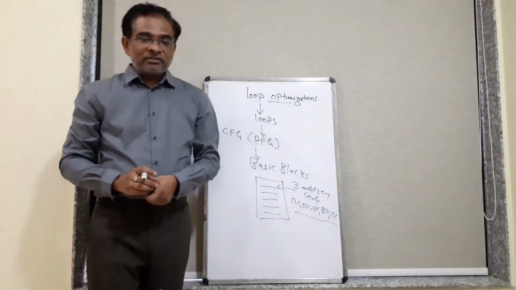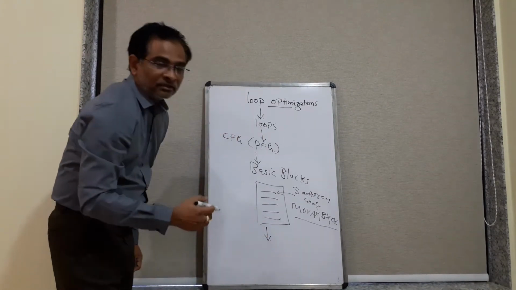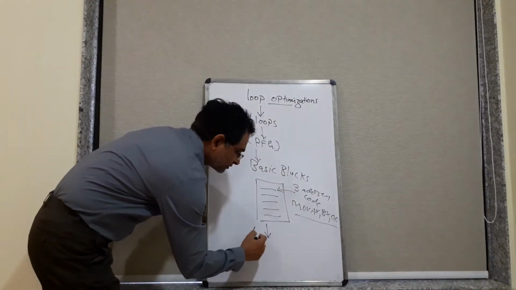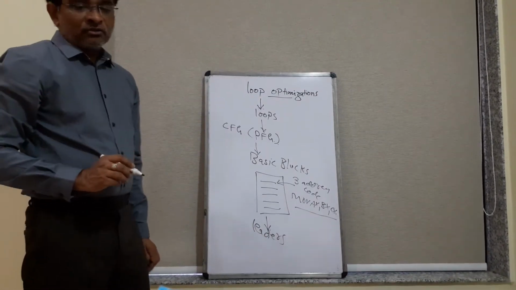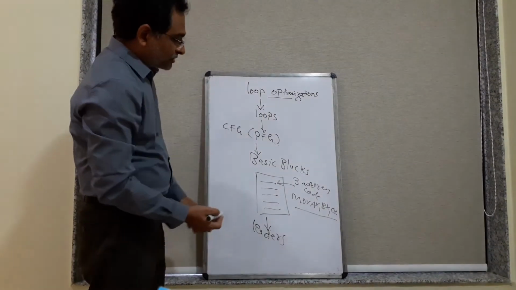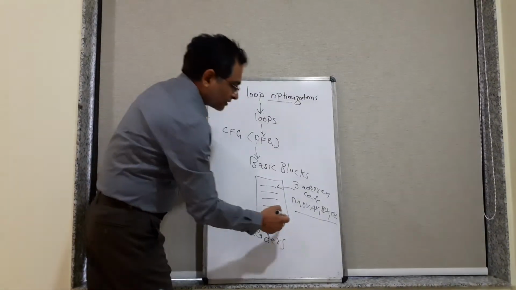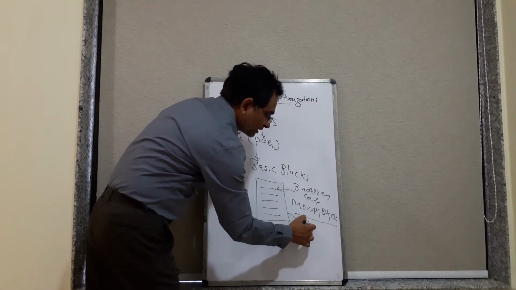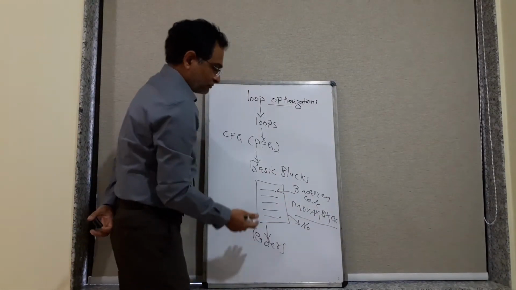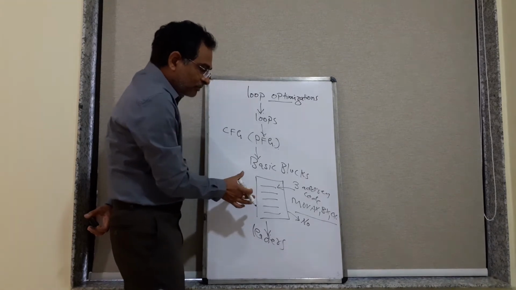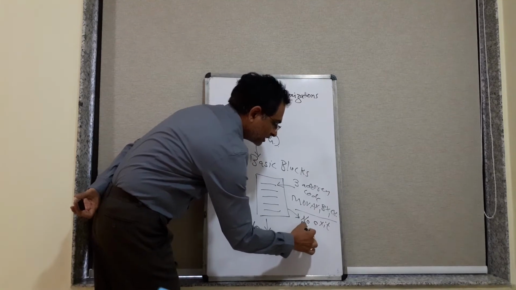Once this 3 address code is there, from it we are supposed to identify the various leaders. So leaders are supposed to be identified from these basic blocks. Understand that once these basic blocks are available, there will be only one exit and no intermediate exit would be possible. So there is no exit in between, no exit from the block.